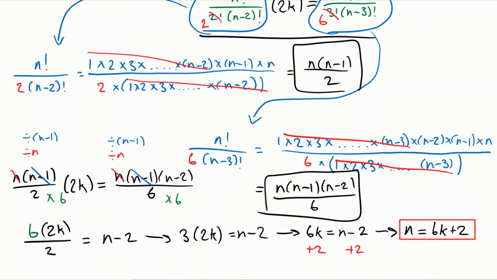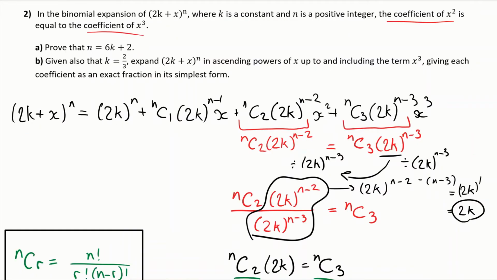Again, we're only needing the formula for nCr and the binomial expansion formula. We don't need anything else. Okay, so now for part B. Given also that k is 2/3, expand (2k plus x) to the power of n in ascending powers of x up to and including the term x cubed, giving the coefficients as exact fractions in their simplest form.